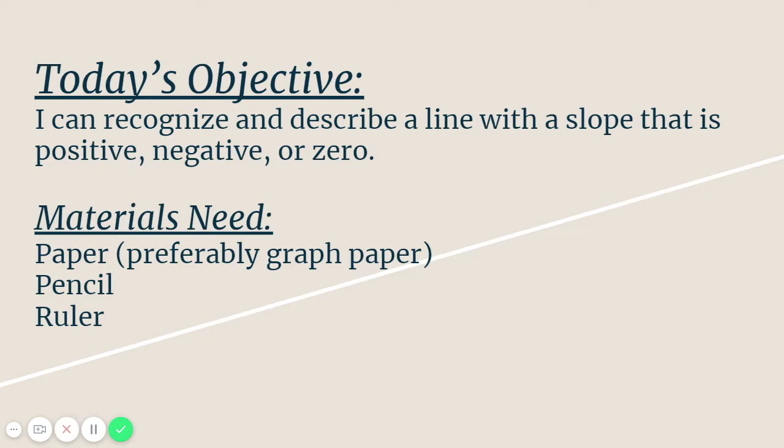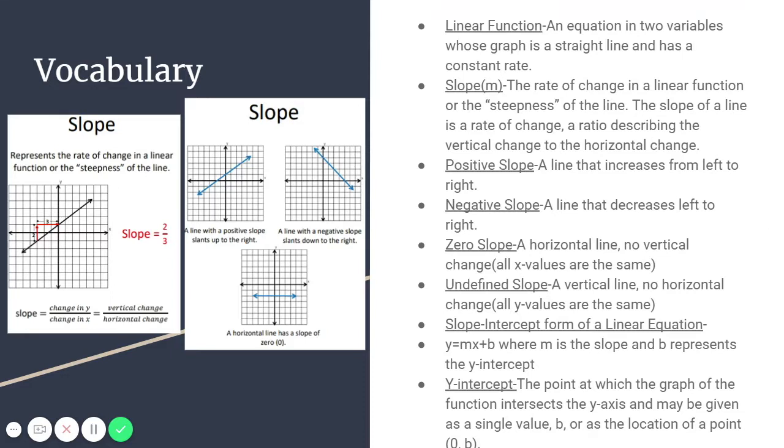Today's objective is I can recognize and describe a line with the slope that is positive, negative, or zero. Materials needed are paper, preferably graph paper, pencil, and a ruler. Review of the vocabulary: linear function, slope, positive slope, negative slope, zero slope, undefined slope, the slope-intercept form of a linear equation, and the y-intercept.